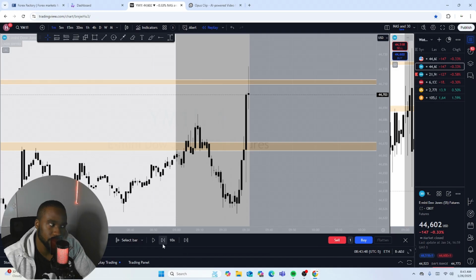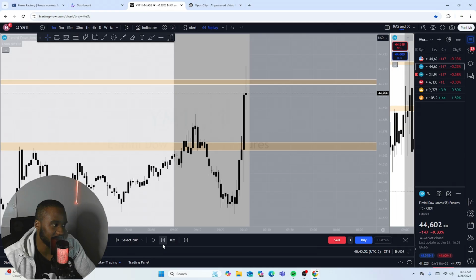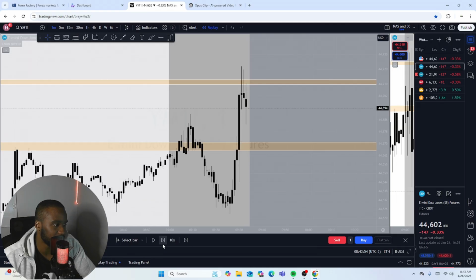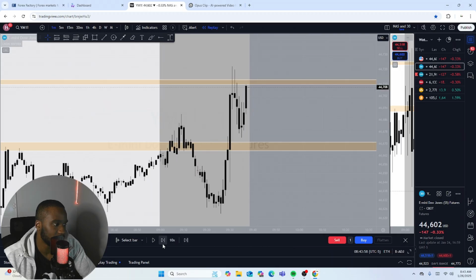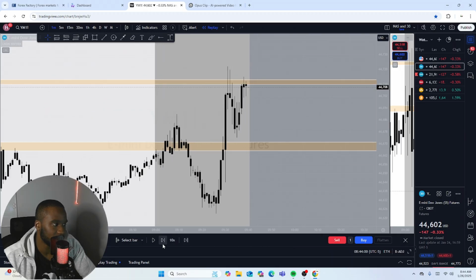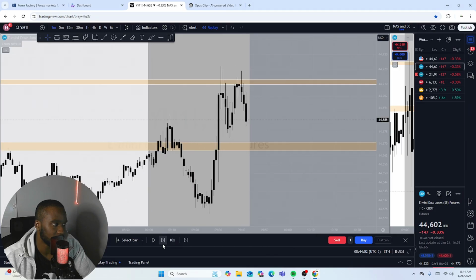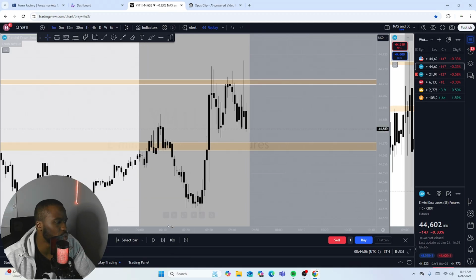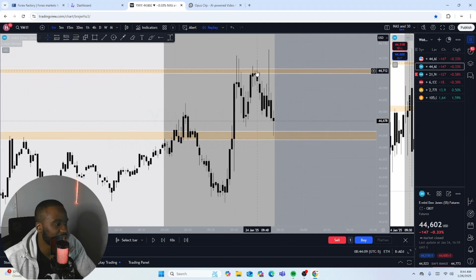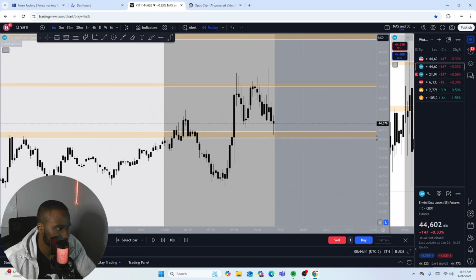Boom. That's the candle. What's the next candle look like? Come on. Takes too long. Ooh, you see this candle right here? You see this candle right here? How it just wicked? Just pay attention to this area.